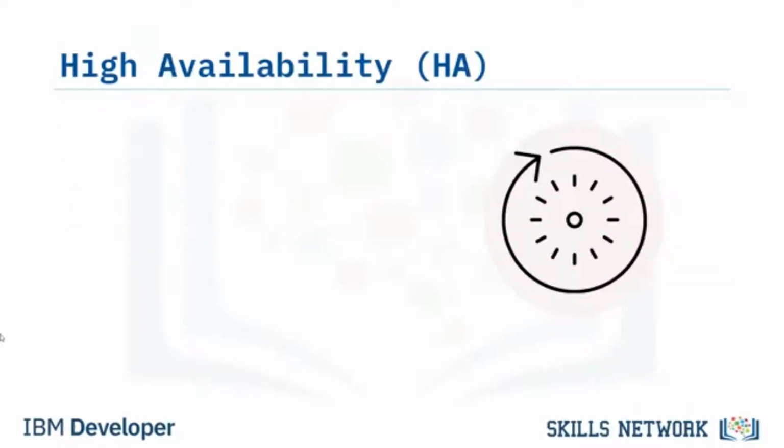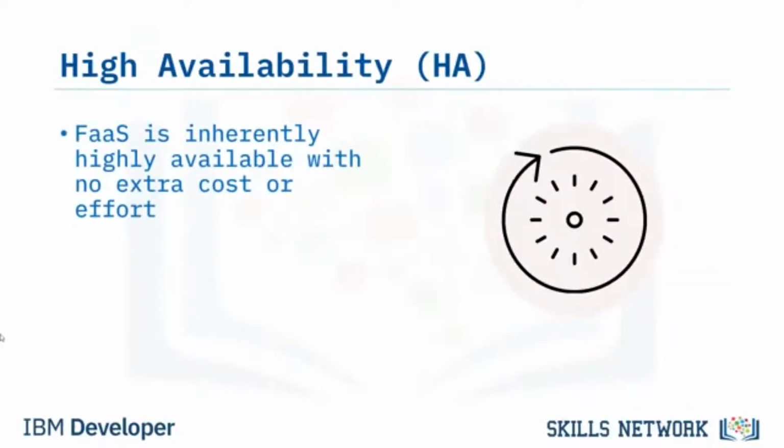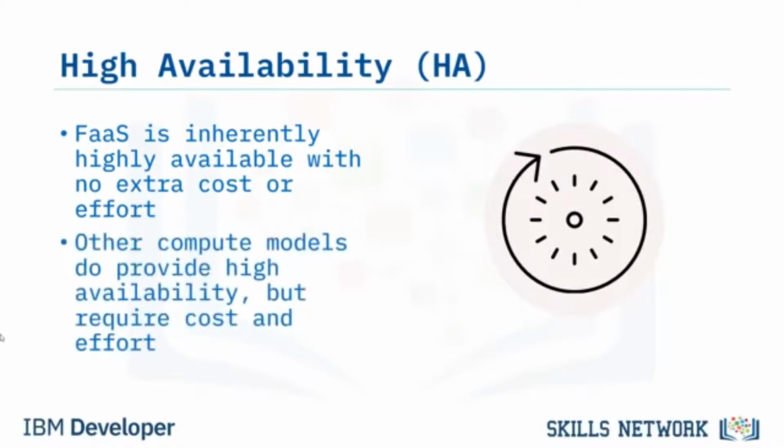High availability is inherent in the FAS model without requiring any extra cost or effort. For other models, extra cost and effort is needed for high availability. Again, this is largely due to the burden taken on by the FAS provider, whereas with the other compute models, users need to implement high availability strategies themselves. For virtual machines, this might involve provisioning additional virtual machines in other data centers to be resilient against failures.